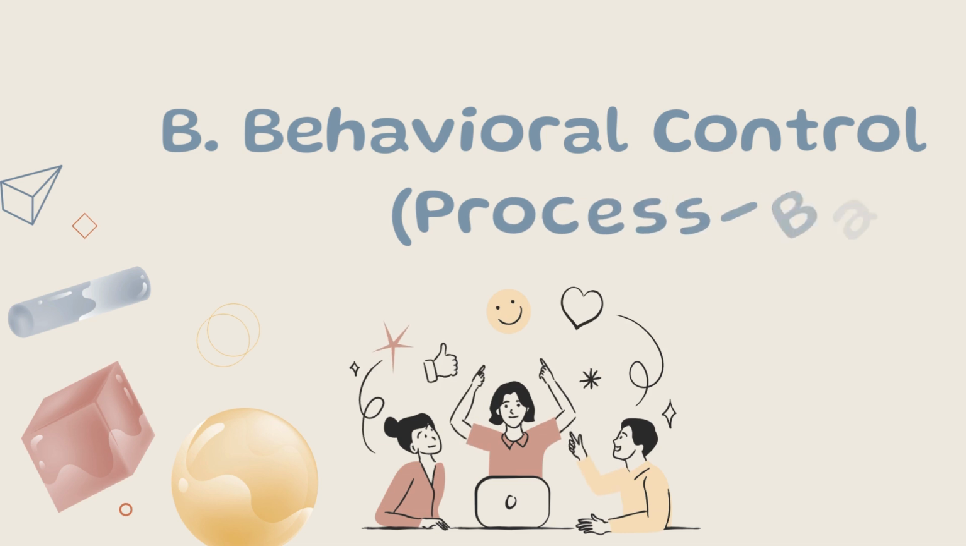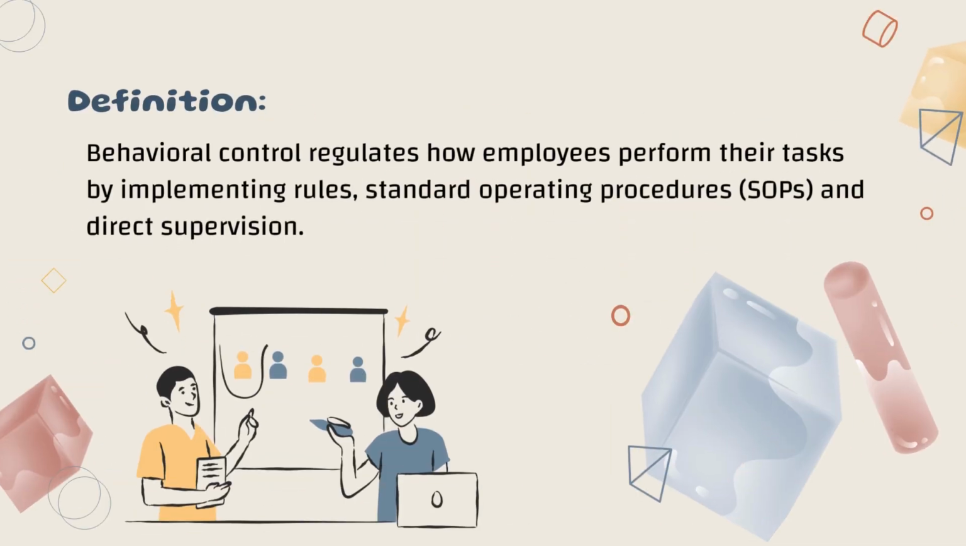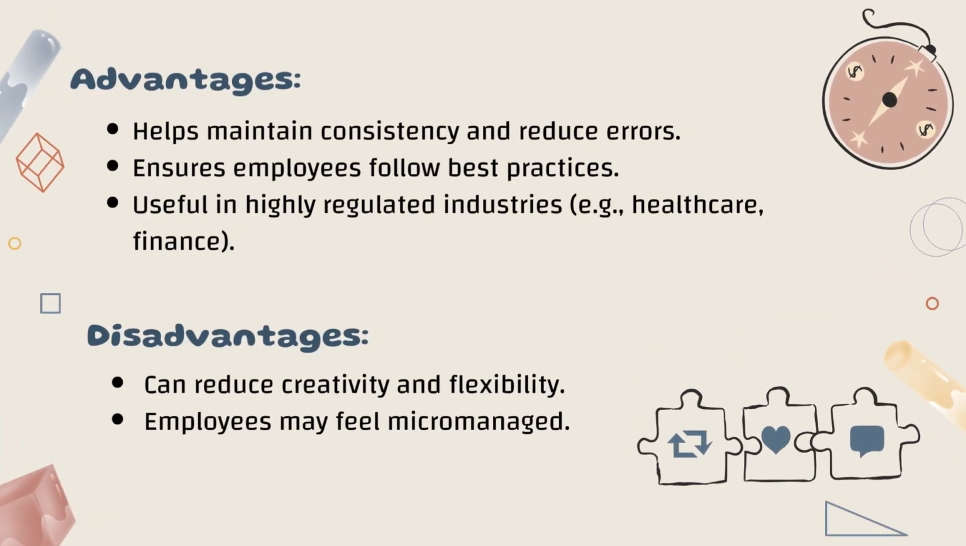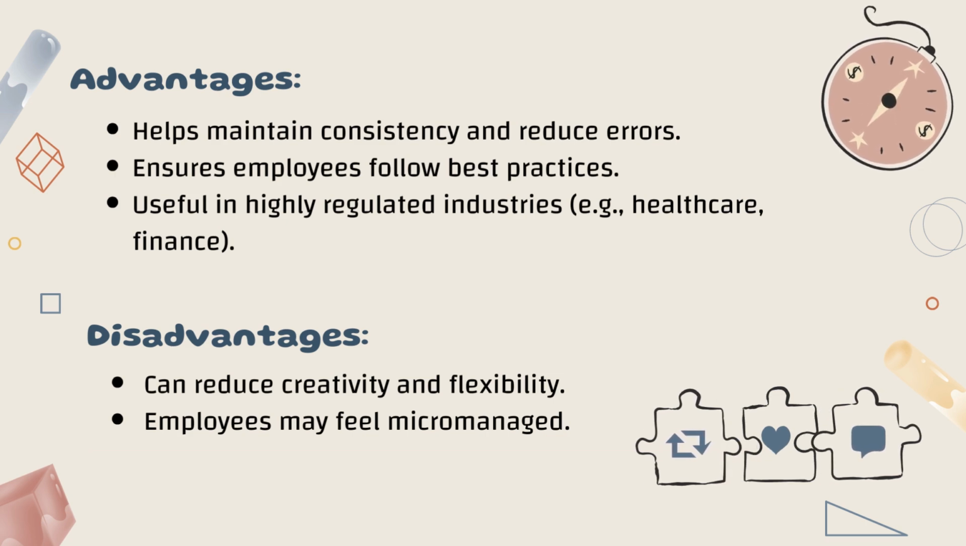Next, turn to the next part, behavioral controls, process-based control. Behavioral control regulates how employees perform their tasks by implementing rules, standard operating procedures, and direct supervision. Advantage: helps maintain consistency and reduce errors. Ensures employees follow best practice, useful in highly regulated industries, for example, healthcare, finance. Disadvantage: can reduce creativity and flexibility.